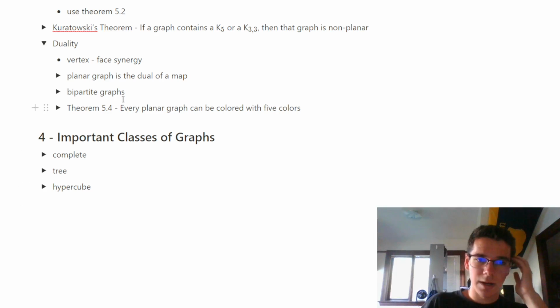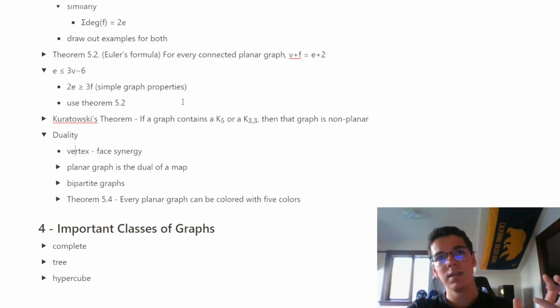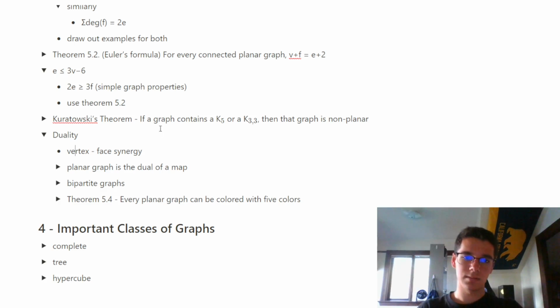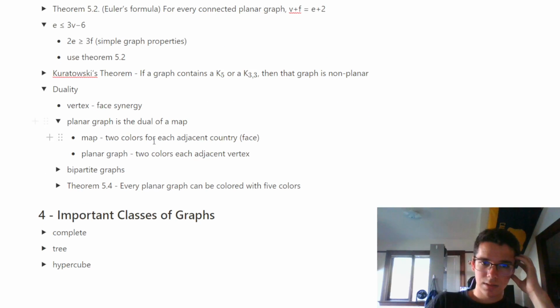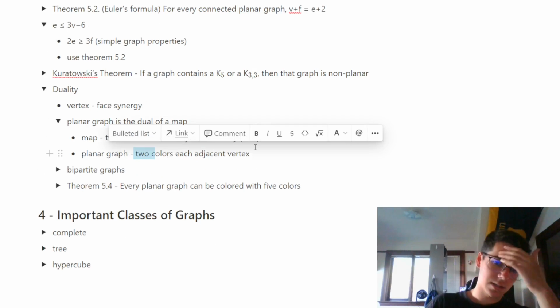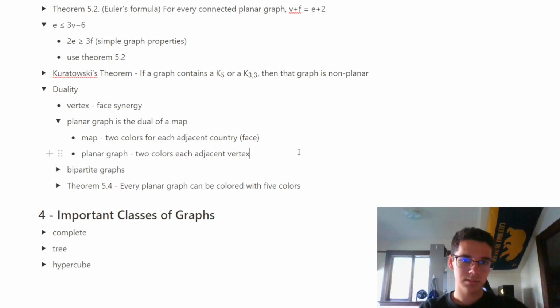Okay, so this one is on duality. Essentially, if two graphs are dual to each other, that means the number of vertices in one graph is equal to the number of faces in the other graph. And this is how I think of it. A planar graph is the dual of a map. Basically the country in the map becomes a node in the graph, and then an edge in the graph becomes a border in the map.